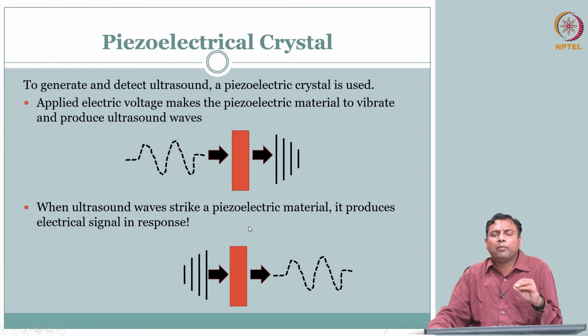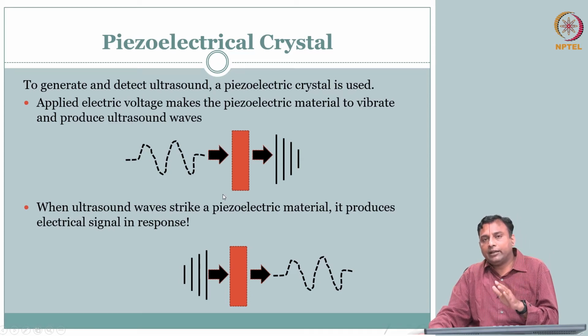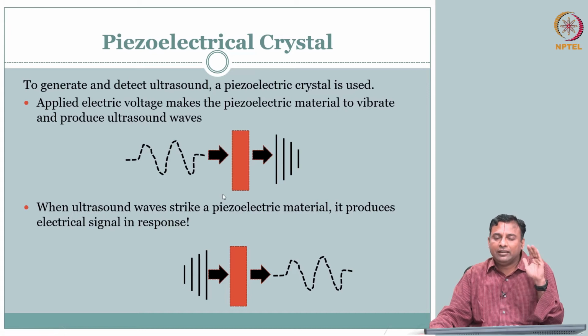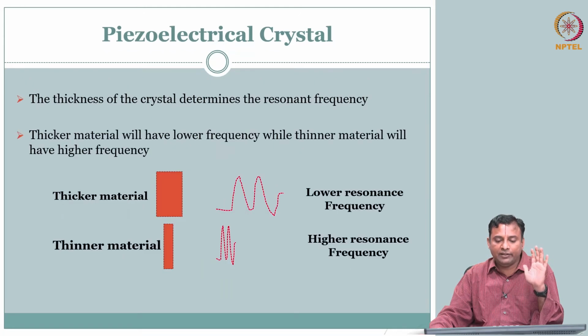A lot of material property and material science goes towards engineering this. Of course, our spirit here is to just understand that this transducer is able to generate an ultrasound wave and receive an ultrasound wave, or converts electrical quantity to pressure wave and pressure wave to electrical quantity. How the material is engineered to do that is not part of this introductory level.